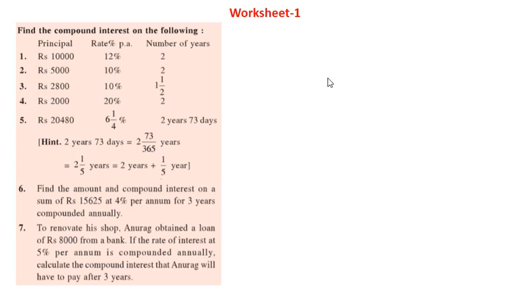Sixth problem, find the amount and the compound interest on the sum of rupees 15,625 at 4% per annum for 3 years compounded annually. Right? 3 years. So again, problem is same, only here in word format the problem is mentioned. It is type 1 problem. To renovate his shop, Anurag obtained a loan of 8,000 from the bank. If the rate of interest at 5% per annum is compounded annually, calculate the compound interest that Anurag will have to pay after 3 years. Again the type 1 problem.